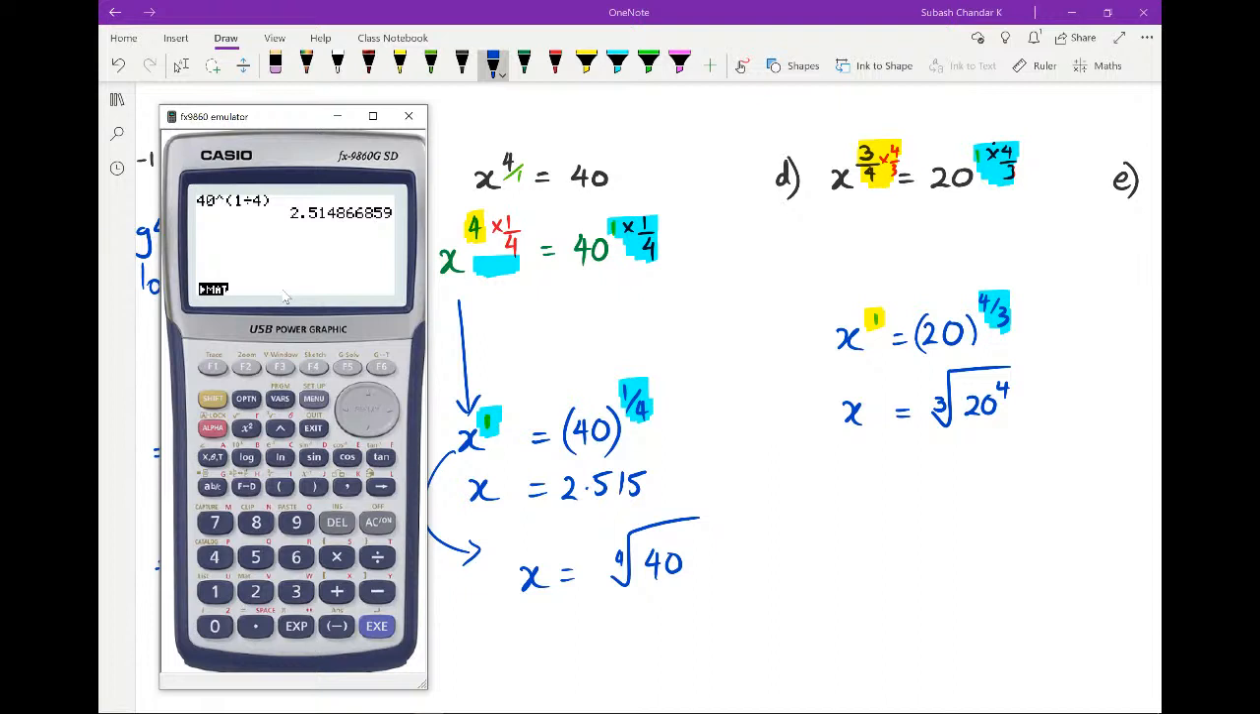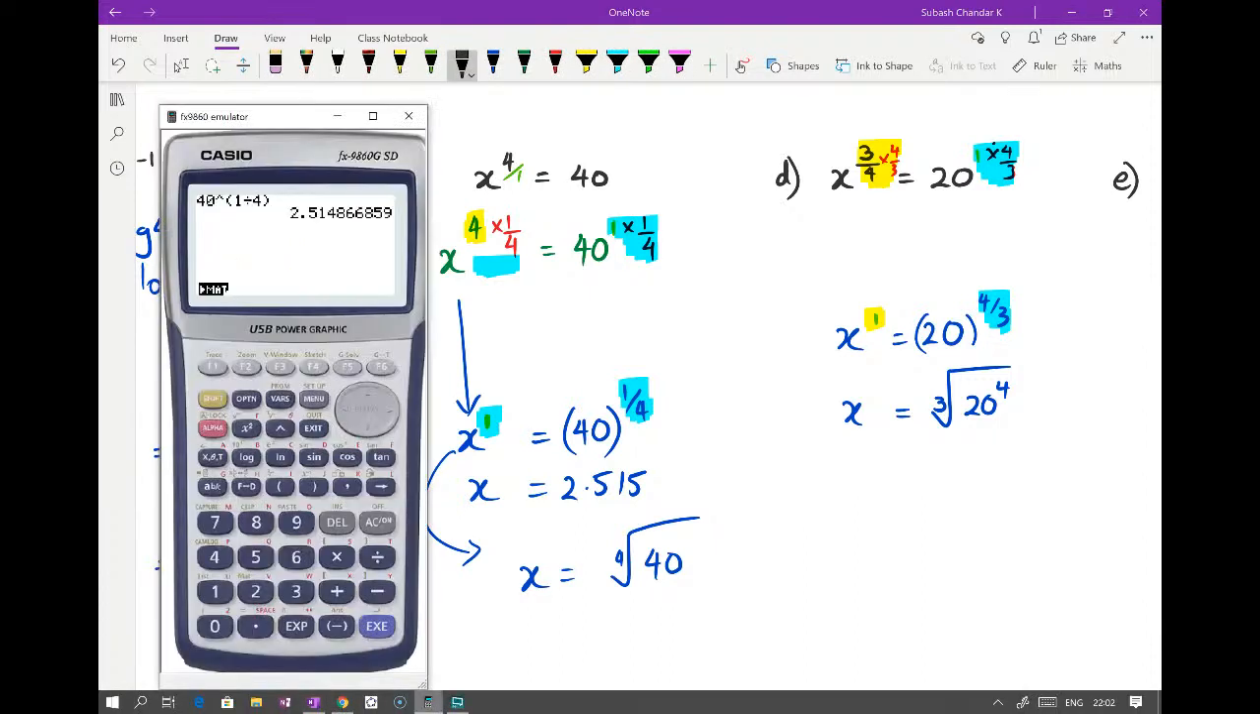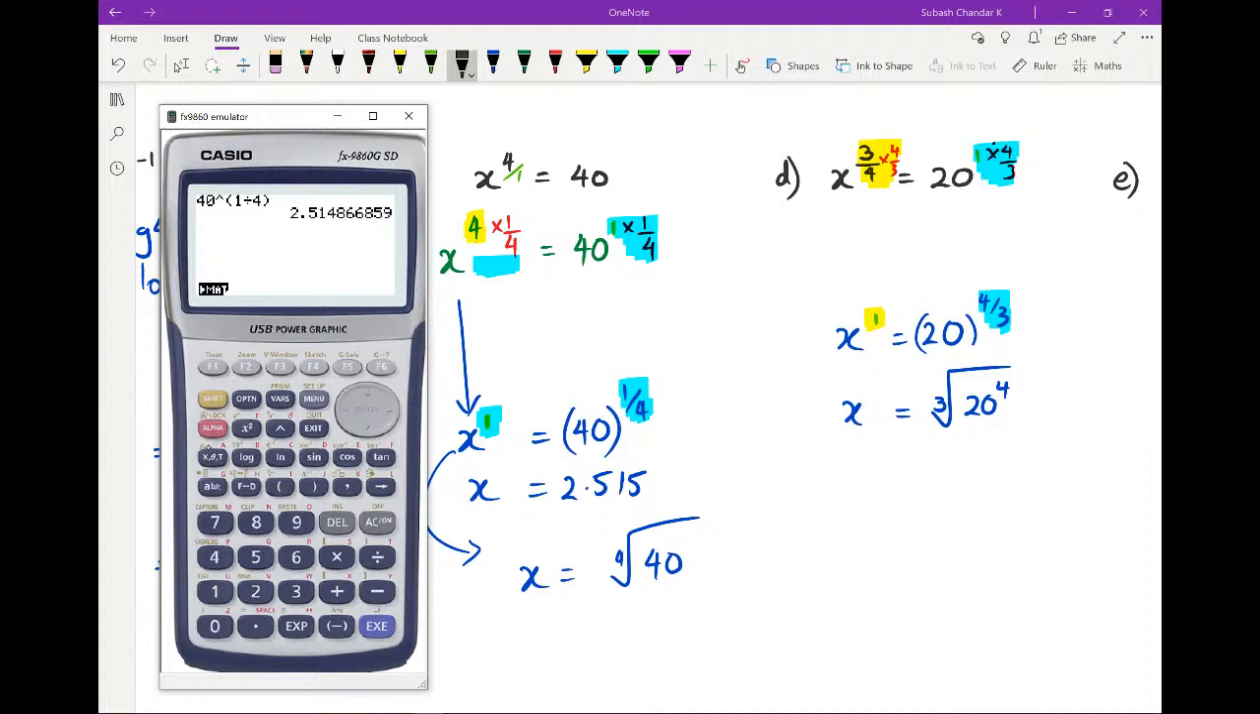But what we're going to do is see the button right next to exit. There's a little arrow button that points up. Now if you press shift that, there's a little X and square root button. So if I want to find the 4th root, I just go 4, and then I'll go shift that button there. So shift that, and then I type in 40. And as you guys can see, it's the same answer.